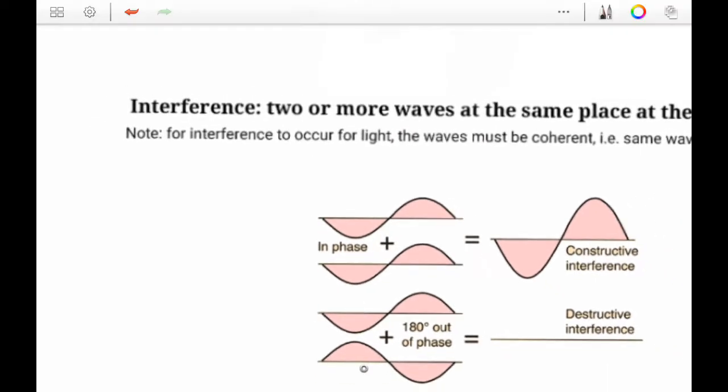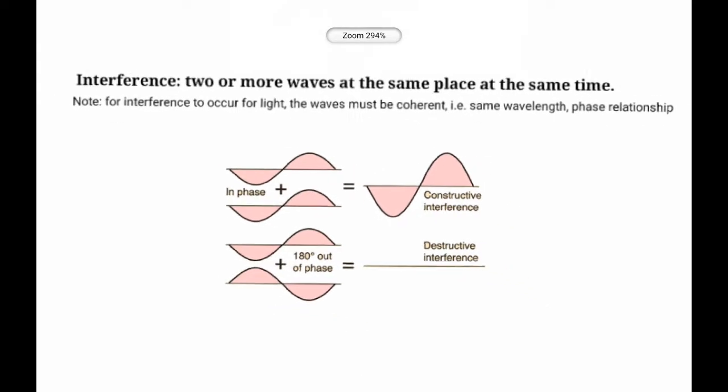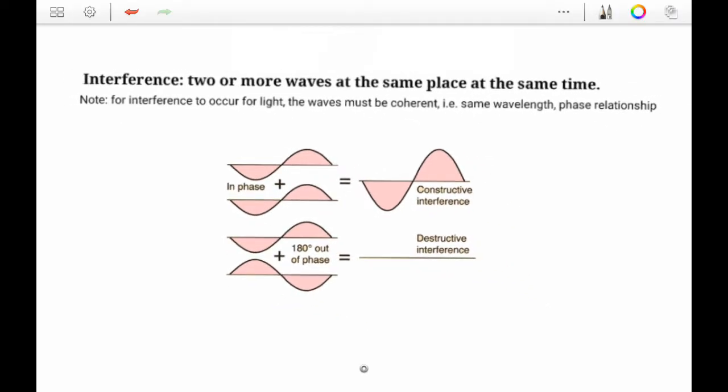Interference is defined, quite simply, as two or more waves that are at the same place at the same time. You may or may not recall that in physics 111 we talked about how sound waves are capable of interfering with each other. For this instance we're going to be talking about light. In order for interference to happen with light, the waves that are interfering with each other must be coherent. That means that they have the same wavelength and the same phase relationship.